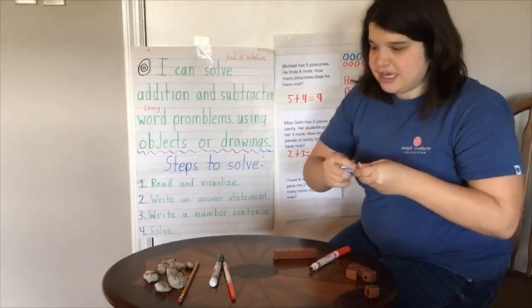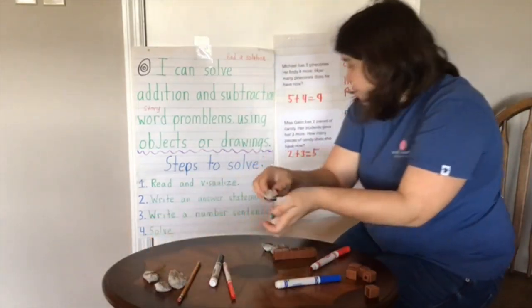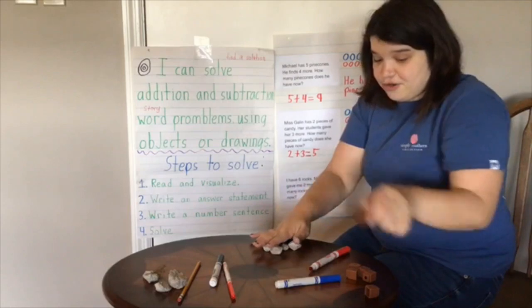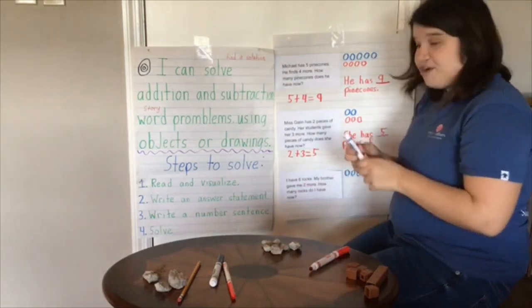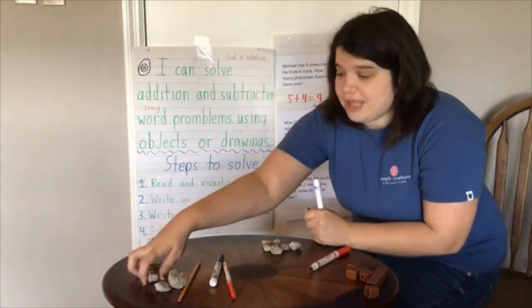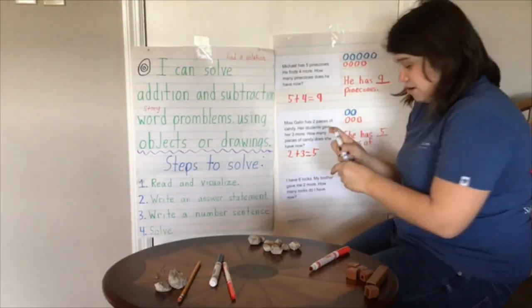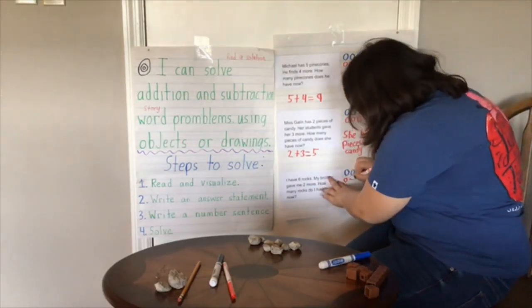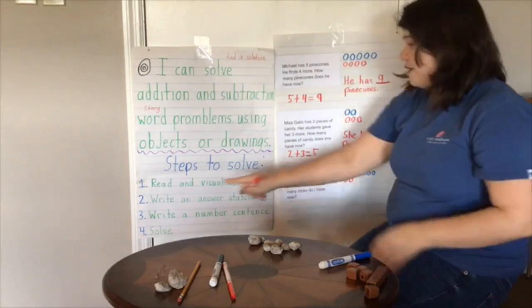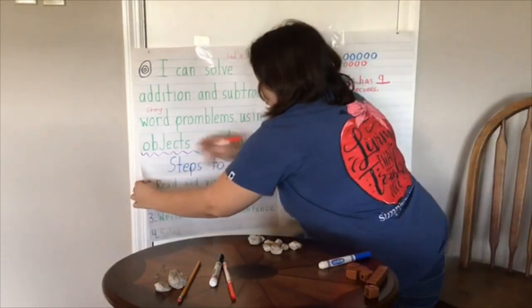Look, I have some rocks here too. 1, 2, 3, 4, 5, 6. I started with 6 rocks. And then my brother gave me 2 more. That means I'm getting 2 more rocks. 1, 2. Okay, now I'm going to write an answer statement.